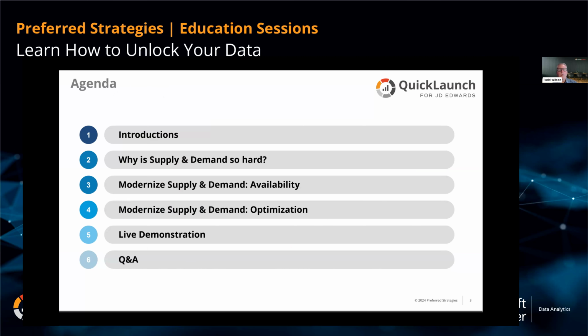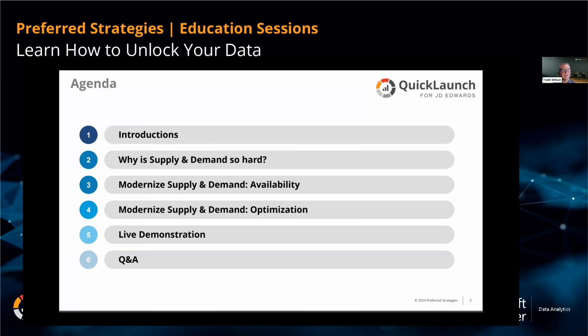Just my quick agenda. We've talked a little bit about introductions. I'll also spend a minute introducing you to Preferred Strategies if you're not familiar with our organization, as well as our flagship product, Quick Launch. We'll talk a little bit about why supply and demand is so hard, especially in a JD Edwards environment. What's unique about that, what makes it so difficult, especially as it relates to other data sources that might be needed to really give you that holistic view of your entire supply chain.